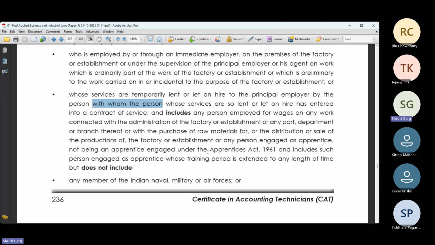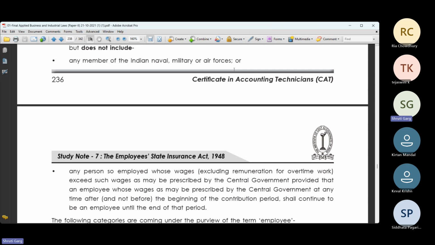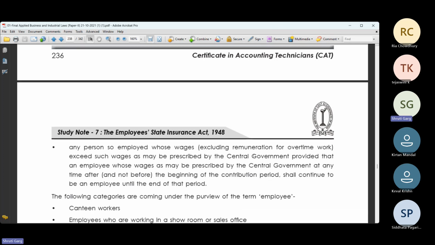But these temporary employees will not include members of the Indian Naval, Military or Air Force. On those employees, ESI is not applicable, right? Any person so employed whose wages, excluding remuneration for overtime work, exceed such wages as may be prescribed by the central government, provided that an employee whose wages exceed the prescribed limit at any time after and not before the beginning of the contribution period shall continue to be an employee until the end of that period.